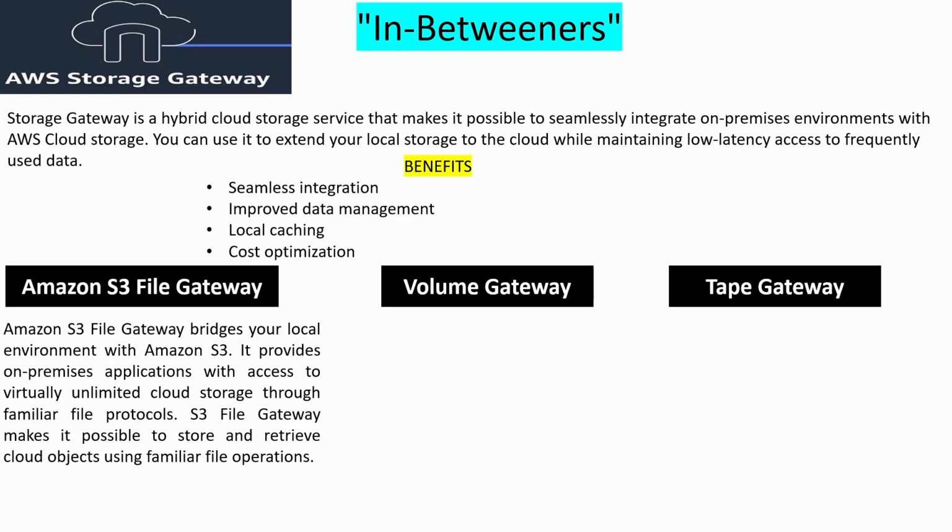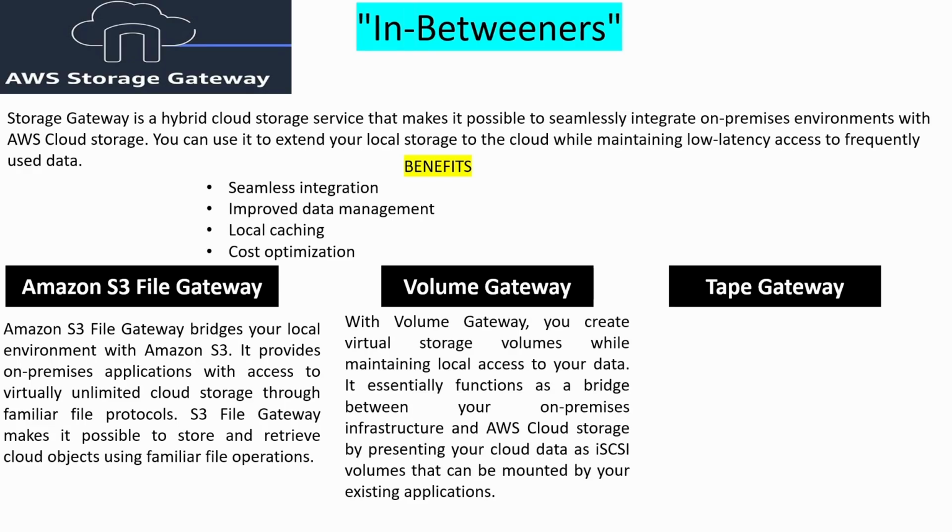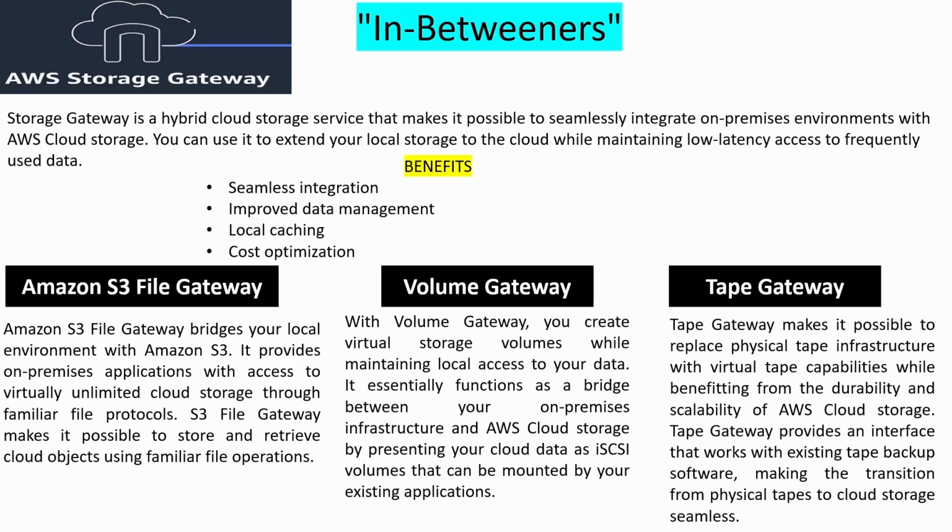With Volume Gateway, you create virtual storage volumes while maintaining local access to your data. It essentially works as a bridge between your on-premises infrastructure and AWS cloud storage by presenting your cloud data as volumes that can be mounted by your existing applications. Tape Gateway makes it possible to replace physical tape infrastructure with virtual tape capabilities while benefiting from the durability and scalability of AWS cloud storage. Tape Gateway provides an interface that works with existing tape backup software, making the transition from physical tapes to cloud storage seamless.